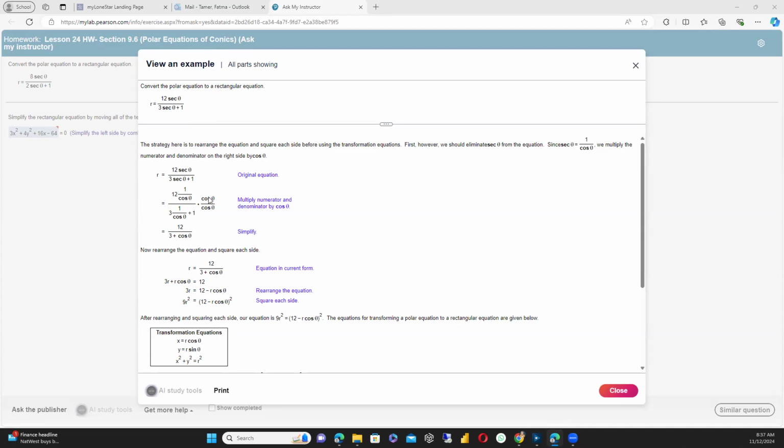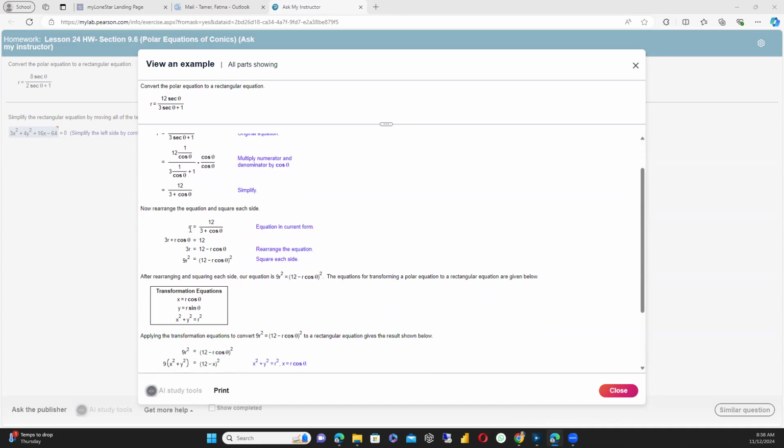So when they multiply top and bottom by cosine of theta, this cosine of theta and this one cancels out, and you just get 12 times 1, which is 12. And in the denominator, 3 times 1 over cosine of theta times cosine of theta. Again, the cos thetas will cancel out, and you will just get 3. And 1 times cosine of theta is just cosine of theta. Now, in this equation, we have r is equal to 12 over 3 plus cosine of theta.